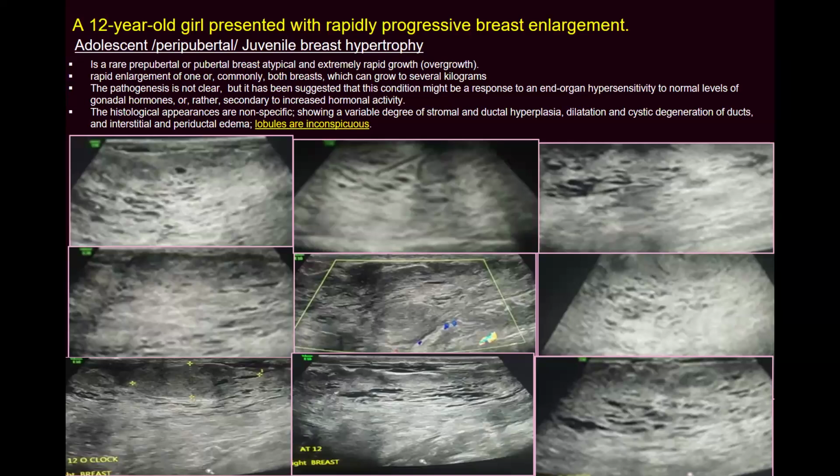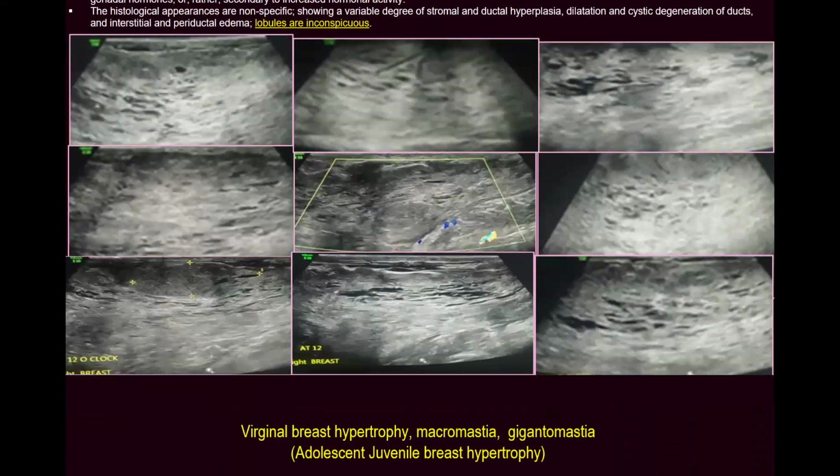But this patient has no increased hormonal activity. The histological appearance is just ductal and stromal hyperplasia. There are no conspicuous lobules, okay? It is ductal stromal hyperplasia.